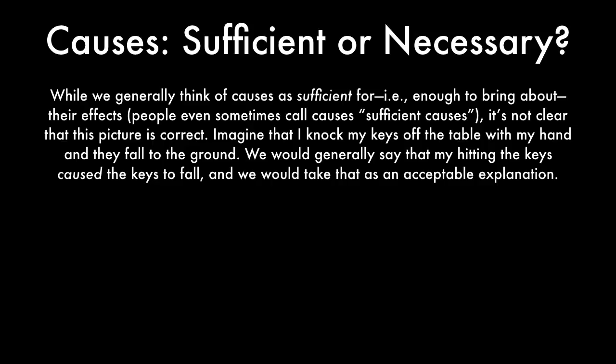While we generally think of causes as sufficient for, that is, enough to bring about their effects, and people even sometimes call causes sufficient causes, it's not clear that this picture of causation is correct. So imagine that I knock my keys off the table with my hand and they fall to the ground. We would generally say that my hitting the keys caused the keys to fall, and we would take that as an acceptable explanation. Nothing seems strange here. And what we're saying so far is in line with a traditional causal explanatory picture of a mechanistic framework of the world.